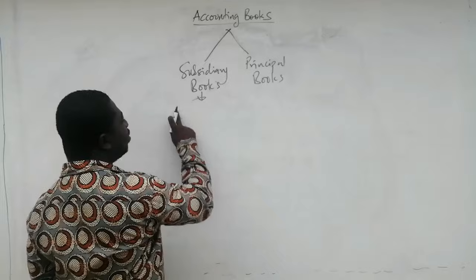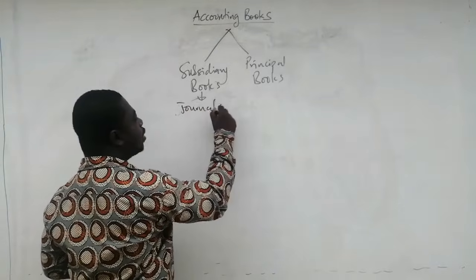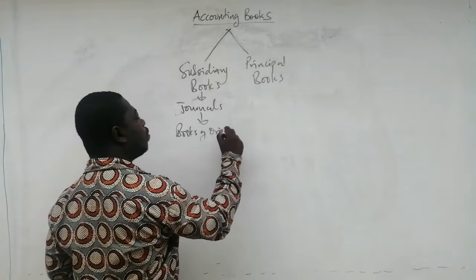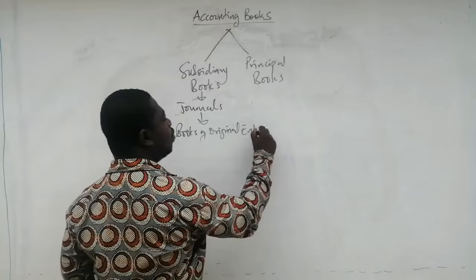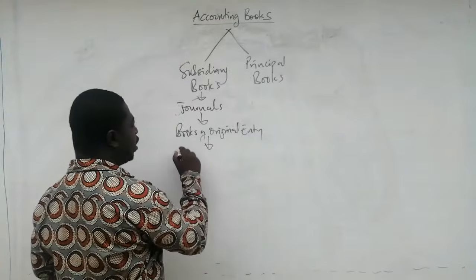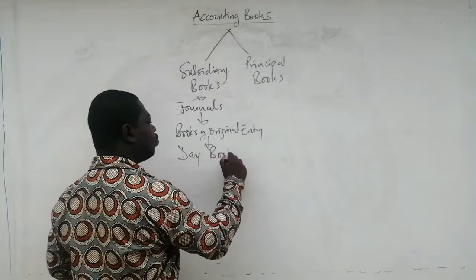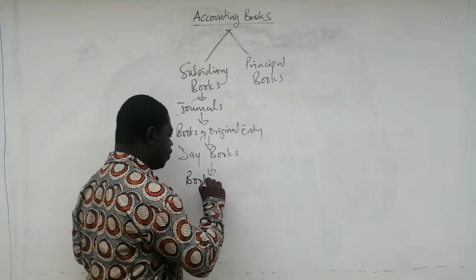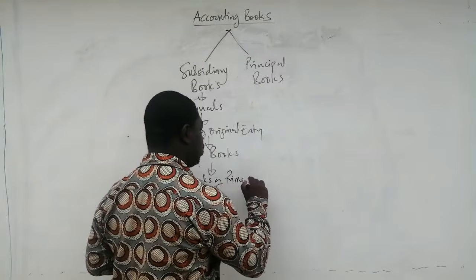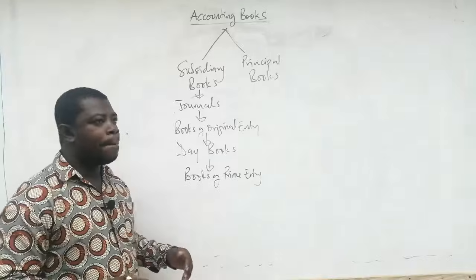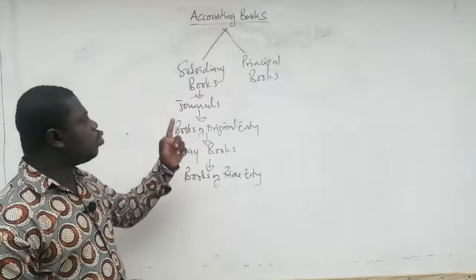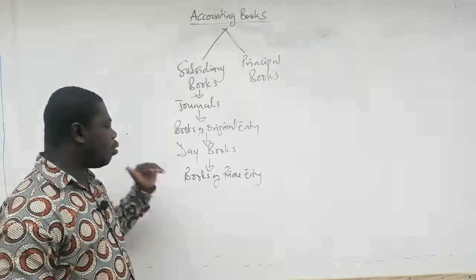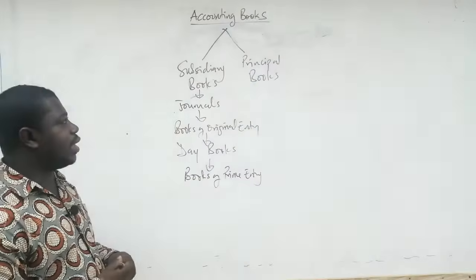And so there are a lot of names for this book. We call them journals, books of original entry, day books, and books of prime entry. Whatever you choose to call these books, whether you are calling them the journals, books of original entry, day books, or books of prime entry, they mean the same as the subsidiary books.